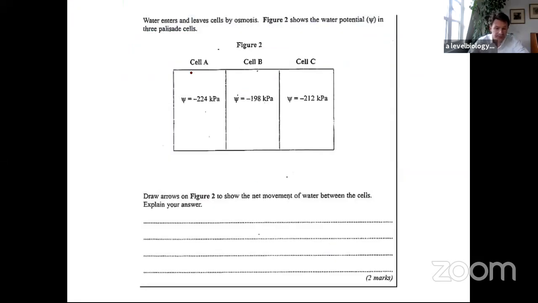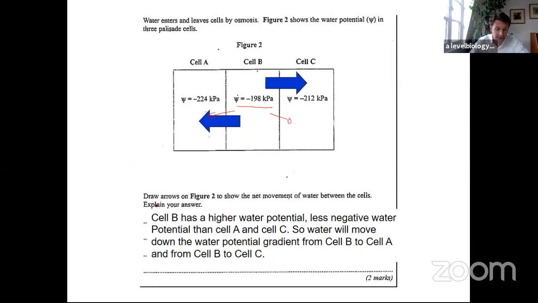Classic exam question. 3 cells. Which way is the water going to move? Well, we've got a cell in the middle, which has got the highest water potential of minus 198. So the water is going to move into cell A and into cell C as well. Explain your answer. Well, cell B has a higher water potential, or a less negative water potential, so water will move down the water potential gradient from B into A and from B into C.